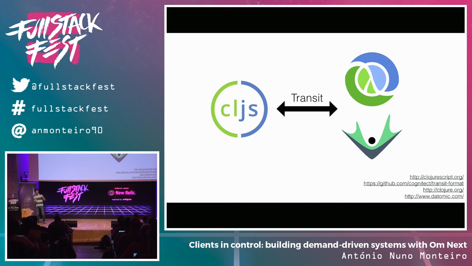And Transit is a format on top of JSON that piggybacks on JSON and Webpack that lets you transfer these Clojure and ClojureScript data structures, which are immutable by default, over the wire. And Datomic, which is right there at the bottom right, is an implementation that is derived from the same concepts and features a sense of immutability and really a sense of time built directly into the database.